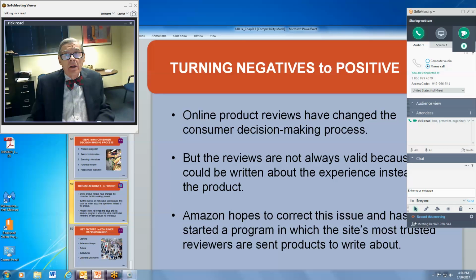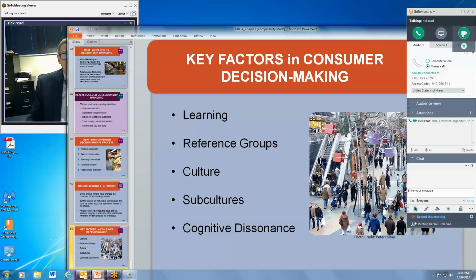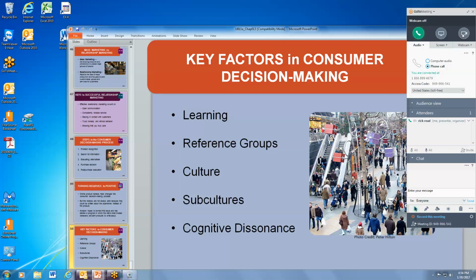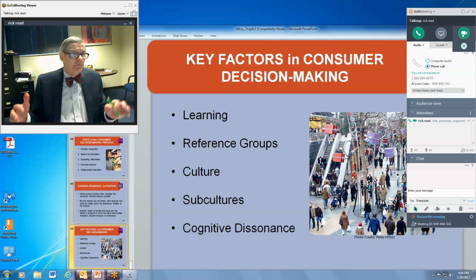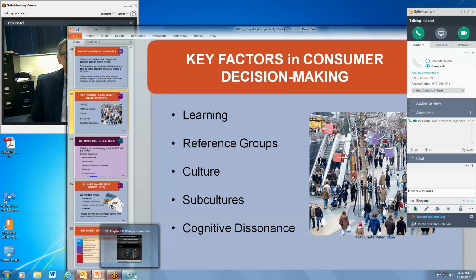This is just talking about online reviews, making sure that we get what we need and make sure that the reviews we're getting are valid. Some people post things that really aren't as good as they ought to be. And these are key factors in the consumer decision-making process, if you will. You have to learn, you have reference groups, you have culture, you have subcultures, and things of that nature. We don't stop and think about this, but we do go through these things when we think about what it is that we're going to buy.